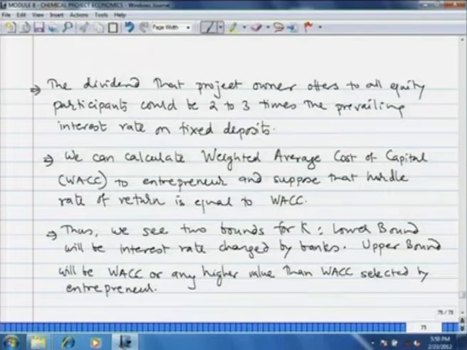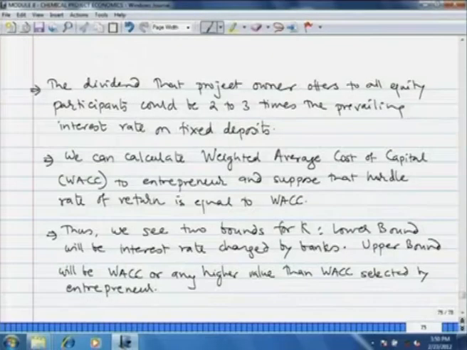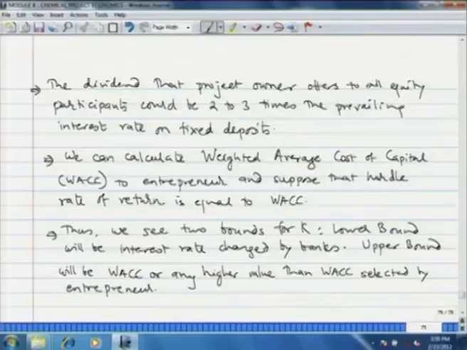Okay. So with this information, we can calculate the weighted average cost of capital that we denote by WACC to the entrepreneur, and suppose that the hurdle rate of return is equal or greater than this WACC. So if we do that, then we immediately get 2 bounds for the hurdle rate of return K. The lower bound is the interest rate charged by the banks, which is typically for interest rate for investment. It could be typically about 15 or 18% interest rate.